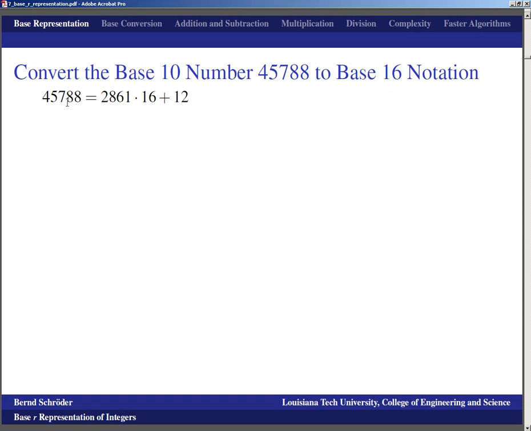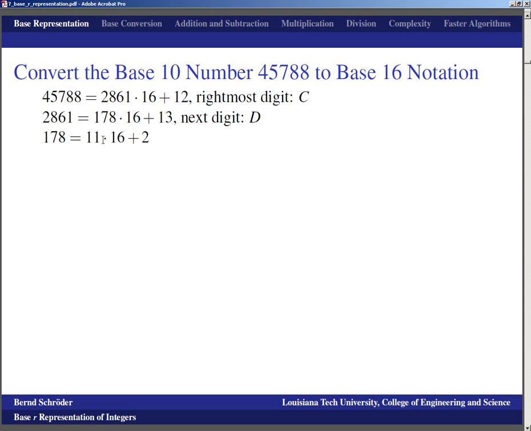So 45,788, if you work that out, that's 2,861 times 16 plus 12, and you can verify that by doing the division. And so that means that the rightmost digit is a C. 2,861 is 178 times 16 plus 13, so the next digit is a D. 178, now that's when we can actually verify, right? Because 11 times 16 is 176 plus 2 is 178, so that really does work, and that means that the next digit is a 2.